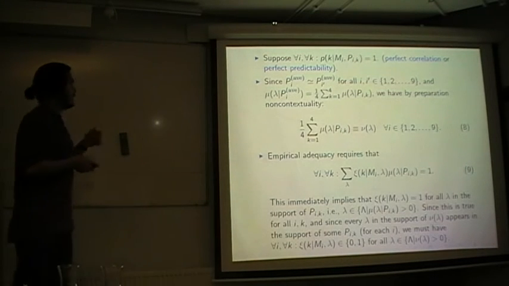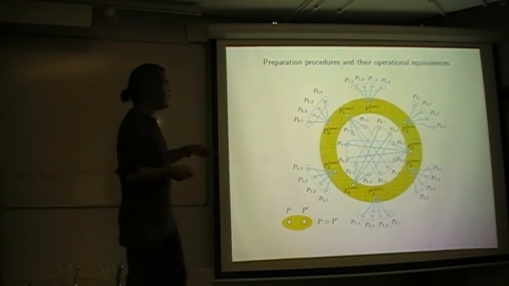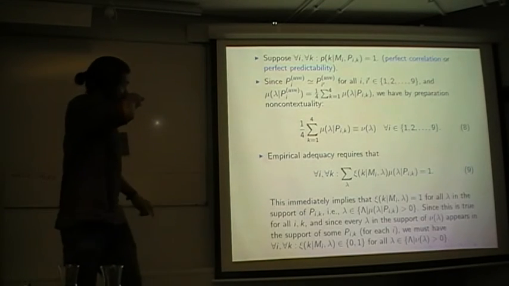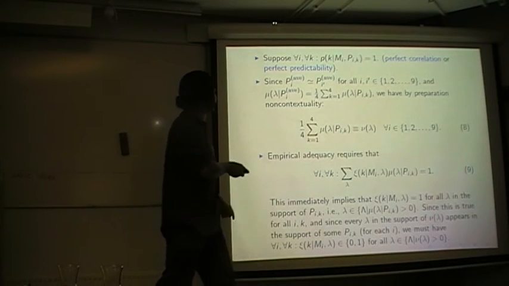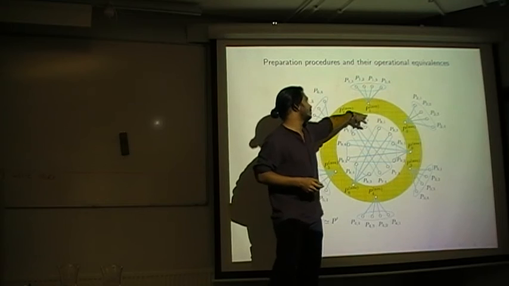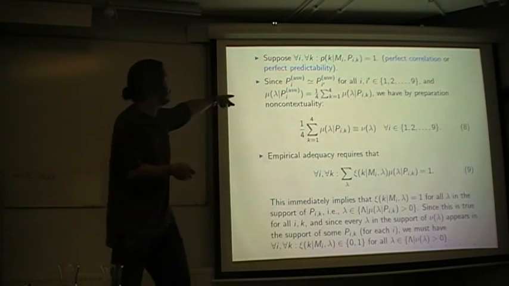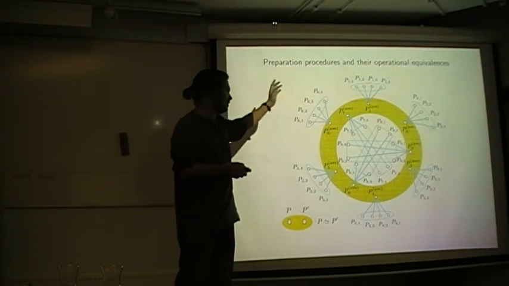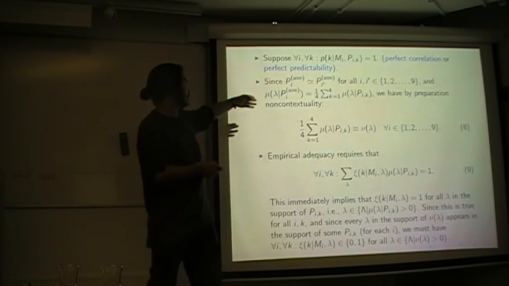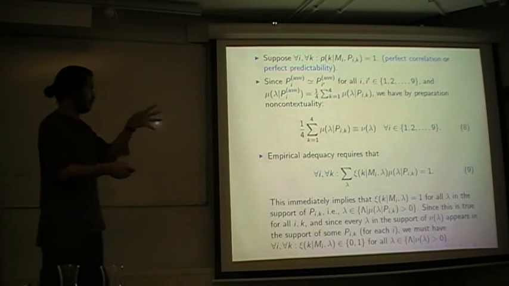Okay, so suppose that for all of these 36 nodes, it's true that the effect k given mi occurs with perfect predictability for the corresponding preparation ik. That fact we call perfect correlation or perfect predictability. You can go and measure and check that fact. Now, secondly, there are these operational equivalences between these average preparations. The distribution for this average preparation is the uniform mixture of the distributions for the components, the things you're mixing.